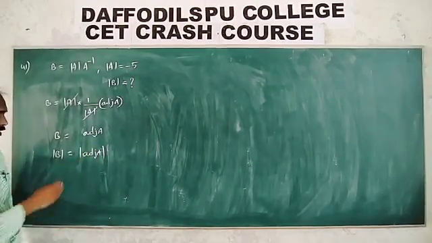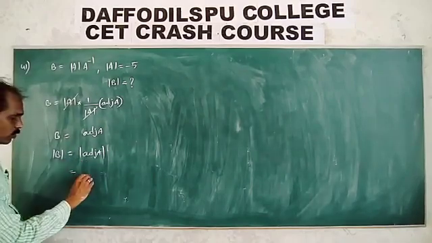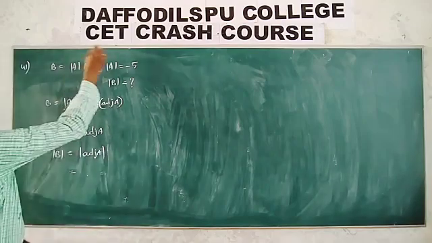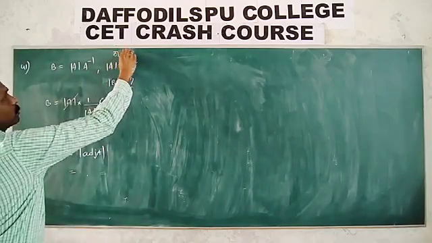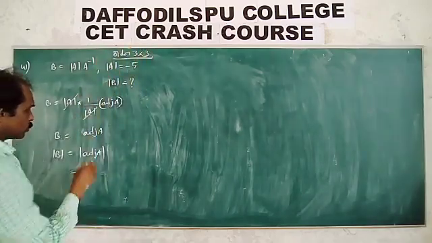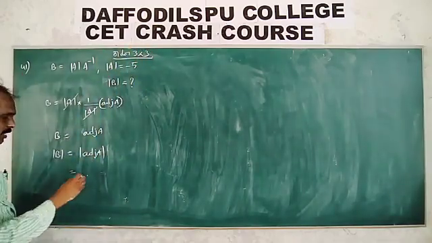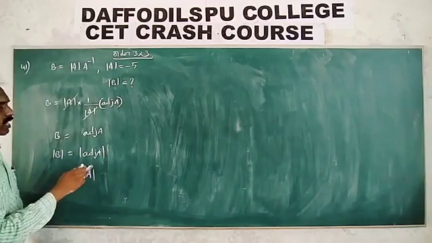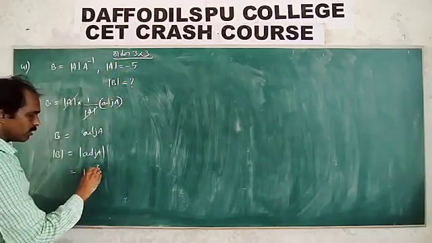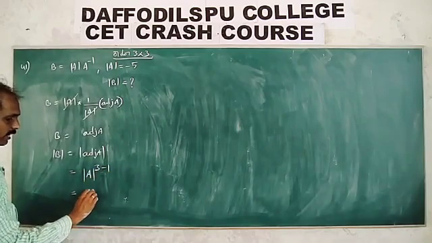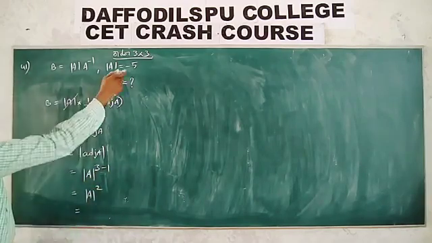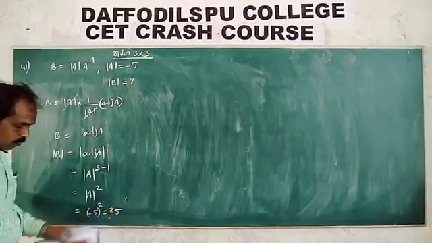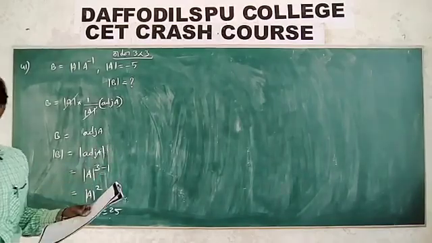What is adjoint A? Formula: determinant of adjoint A is equal to, the order was given, order 3 by 3. So the determinant of adjoint A is determinant of A whole power n minus 1. N is the order of the matrix. Order 3 by 3, so 3 minus 1. So det A square. What is the det A value? Minus 5. Minus 5 whole square is equal to 25. So fourth option.